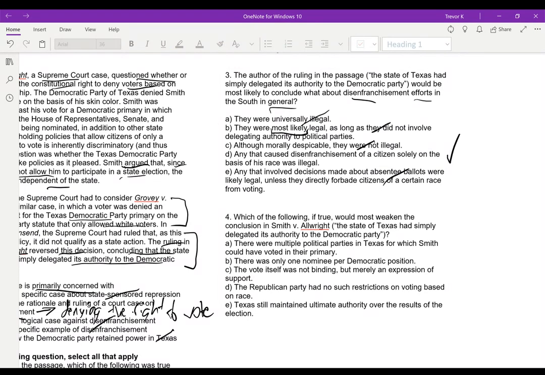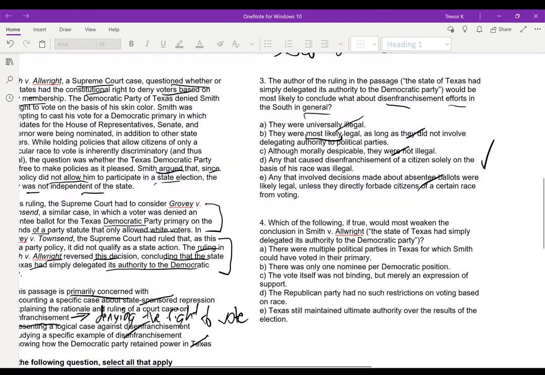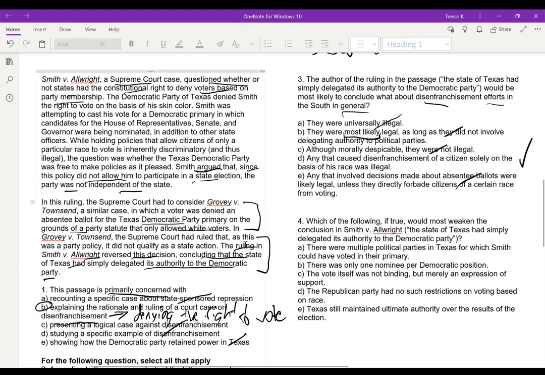And then last one up, which of the following, if true, would most weaken the conclusion in Smith v. Allwright? State of Texas simply delegated its authority to Democratic primary. So the conclusion is this, right? And then when we say they had simply delegated their authority to the Democratic Party, what do we mean? Well, we know that Smith's argument is the policy does not allow him to participate in a state election. So the party was not independent of the state. So the conclusion is they delegated their authority because he was not allowed to participate in a state election.